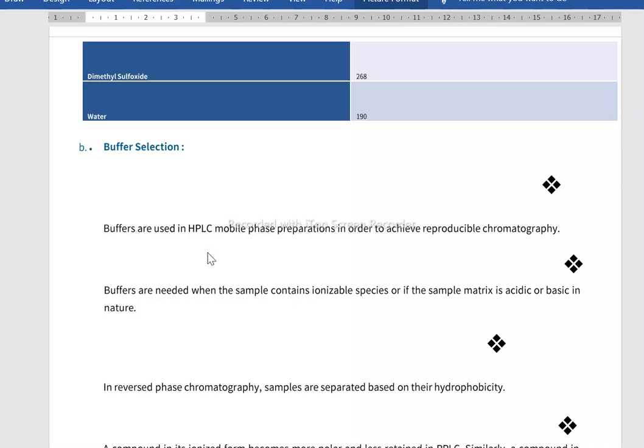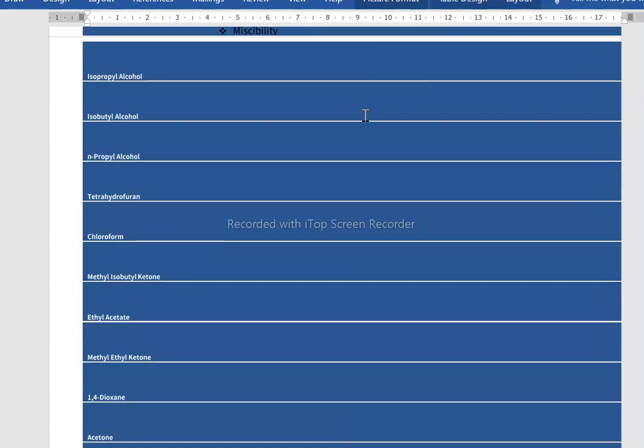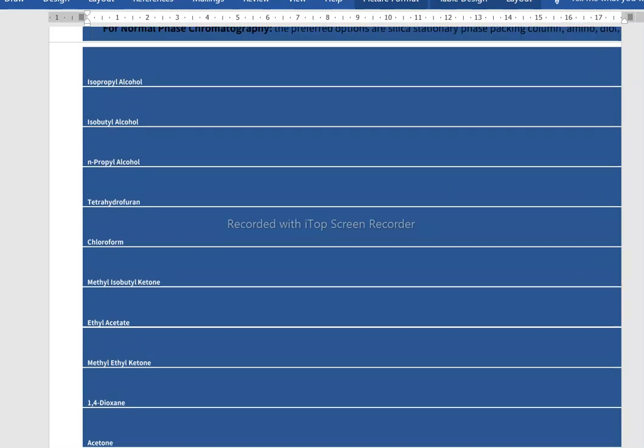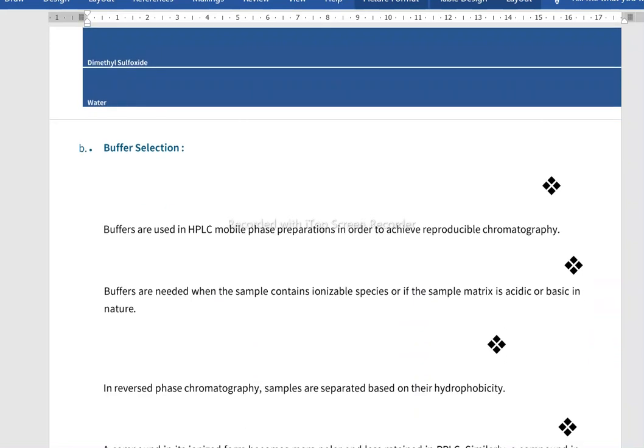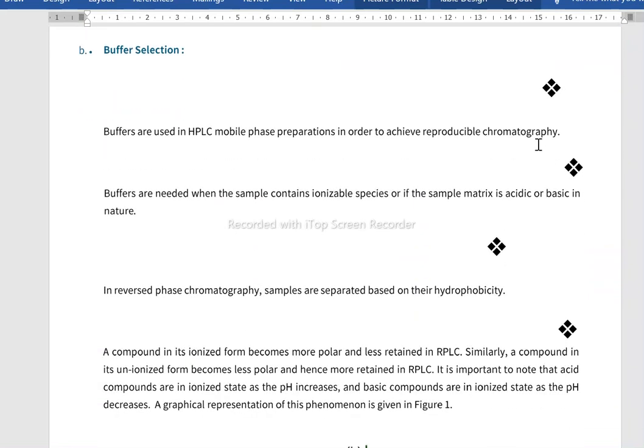In reverse phase chromatography, samples are separated based on their hydrophobicity. A compound in its ionized form becomes more polar and less retained in reverse phase liquid chromatography. Similarly, a compound in its unionized form becomes less polar and hence more retained in reverse phase liquid chromatography.